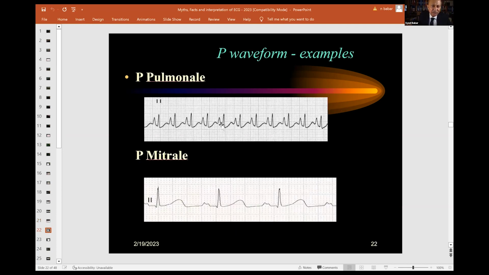So the same applies to P pulmonale, which means the P is upright, about 2.5 millimeter in height, and then it comes down sharply as the left atrium. And the same applies to the P mitrale, where this is the right atrium, little slope, and then of course left atrium.